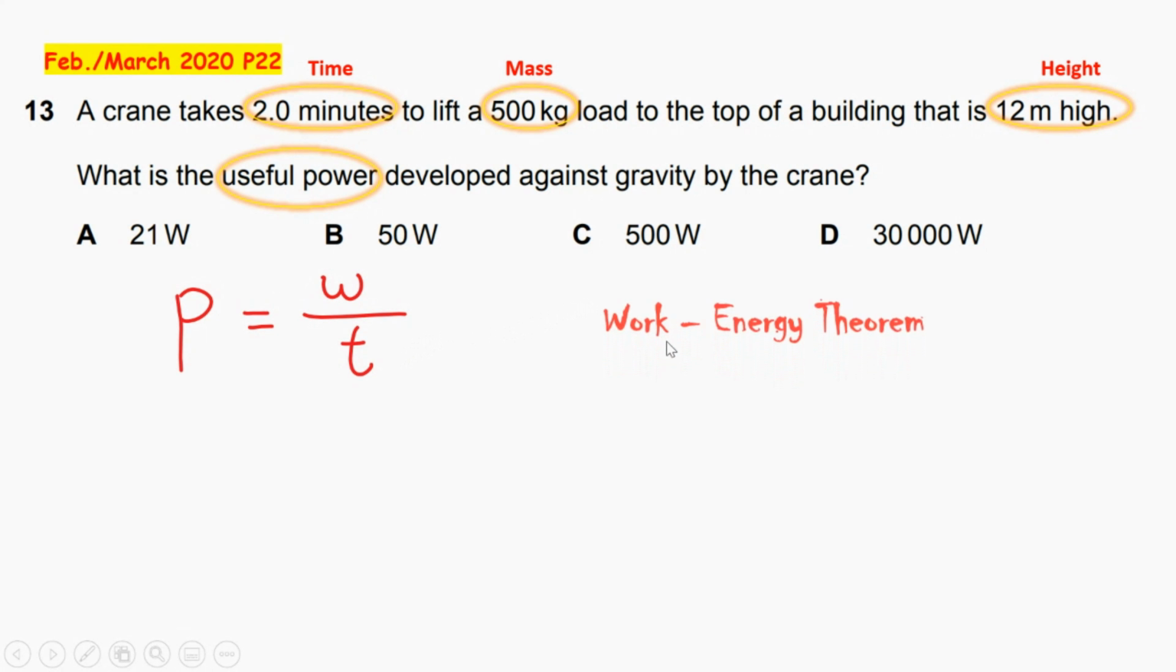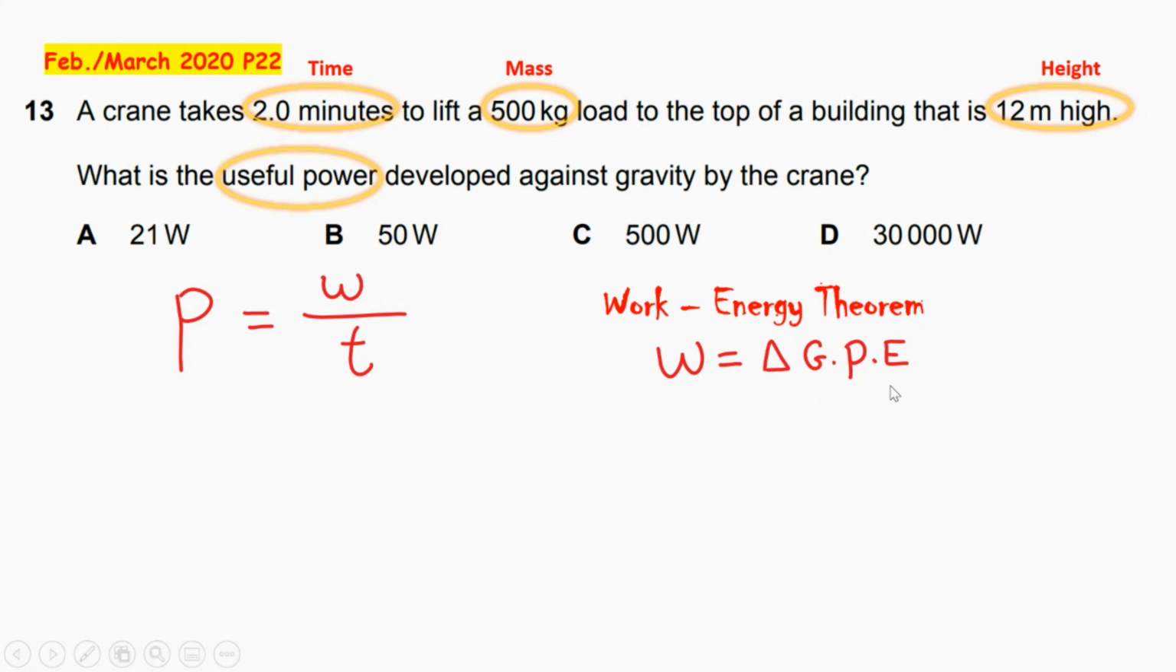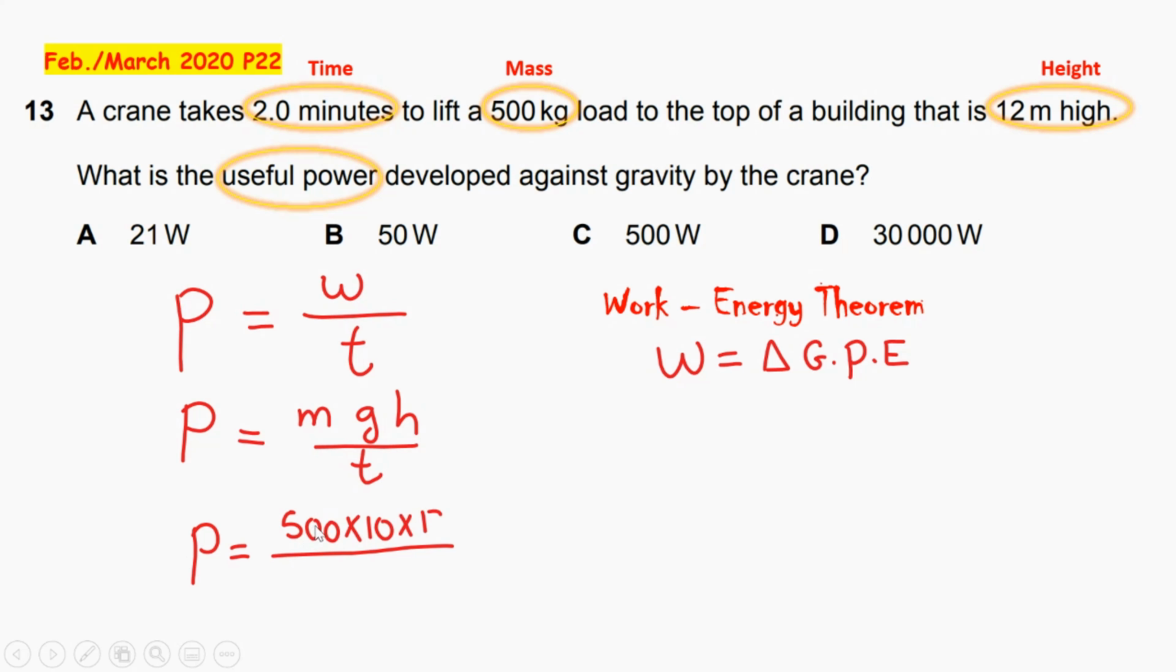Then, according to the work-energy theorem, the work done equals the change in the gravitational potential energy. Then we rearrange the equation, so the power equals mgh, the gravitational potential energy, divided by t, the time taken. Power equals the mass, which is 500, times gravity, which is 10, times the height, which is 12, divided by the time taken, which must be in seconds, so 2 times 60 to convert it from minutes into seconds.